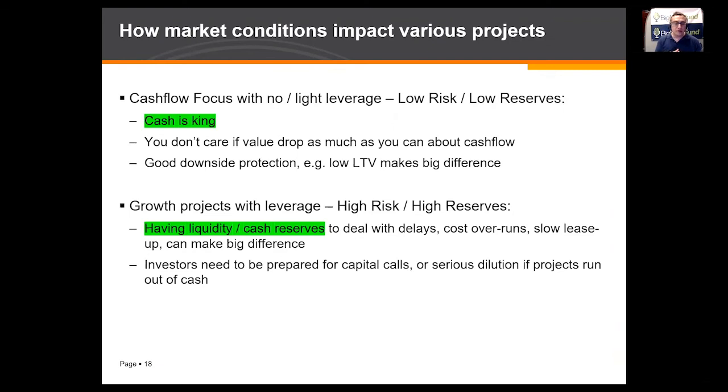And investors who participate in speculative projects with leverage should be prepared for some capital calls in the future, or there will be serious dilution. Somebody might come in at a late stage, when the project is out of cash and the bank is starting foreclosure, and they'll offer equity at terrible terms to existing investors, and there will be a difficult situation. So when you invest in these projects, you have to be prepared to deal with these types of conditions, especially if the market turns around.